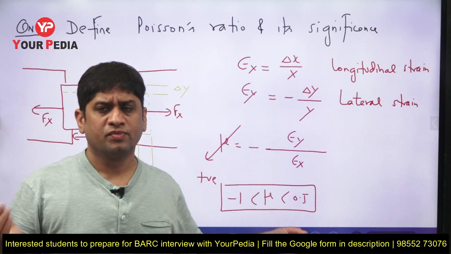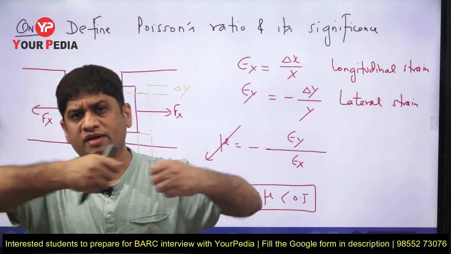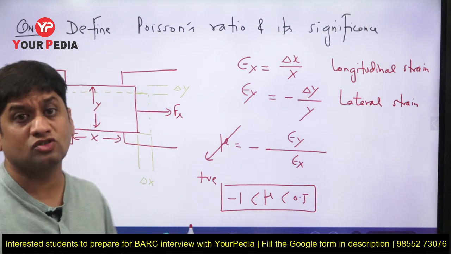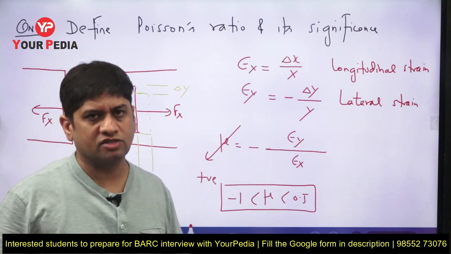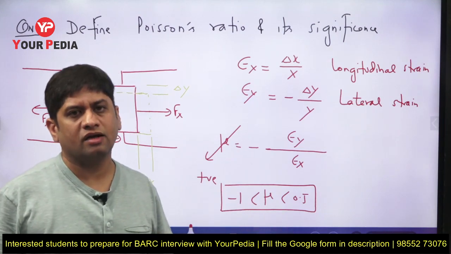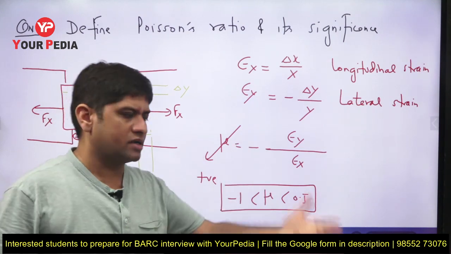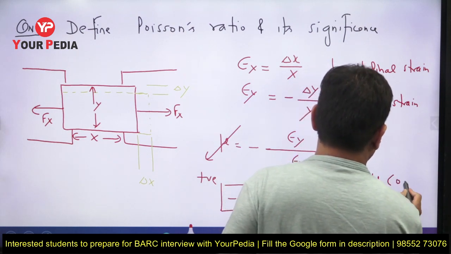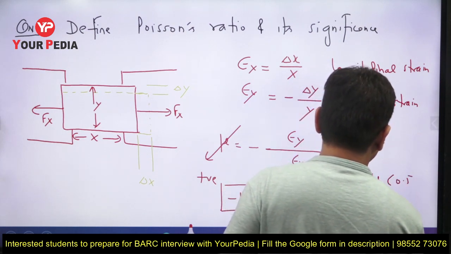What is the meaning of that? Negative Poisson's ratio means if I am increasing the length, the width is also increasing. Volume constancy is not there. Maybe density does not remain the same. So there are certain kinds of biological matter in which Poisson's ratio can be negative. But practically speaking, it should be 0 to 0.5.